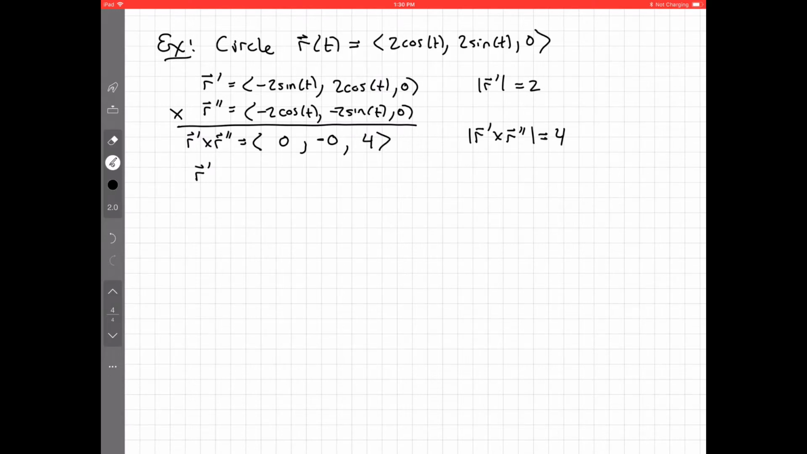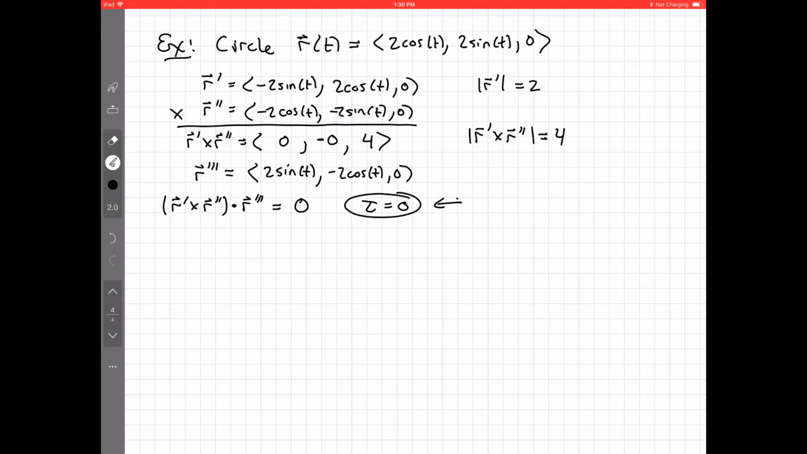All right, what if we want the third derivative? Okay, the third derivative would be 2 sine t, minus 2 cosine t, 0. Notice if you take r prime cross r double prime dotted with r triple prime, we get 0. So in other words, the torsion for a circle is 0, but that's not surprising because a circle is a planar curve. That's what we should have.